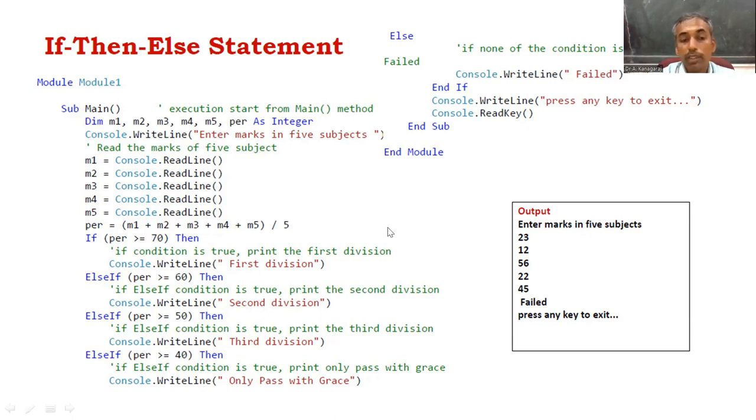But in this example, we gave 23, 12, 56, 22, 55. So the output here we got is failed. Why did we get failed? Because the percentage we got here is less than 40. So that's why, if less than 40, we have printed failed. Depending upon the condition, the control will get into that particular block and execute the code. So we will use the if then else if statement when we want to check more than one condition.